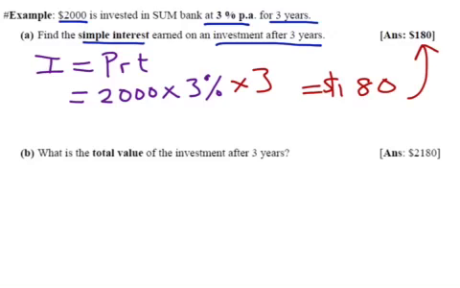There's the answer there. Now if you don't know where the percent button is on your calculator, that's okay. You're just going to go 2,000 times 3 over 100, because 3% means 3 over 100, and then times 3.